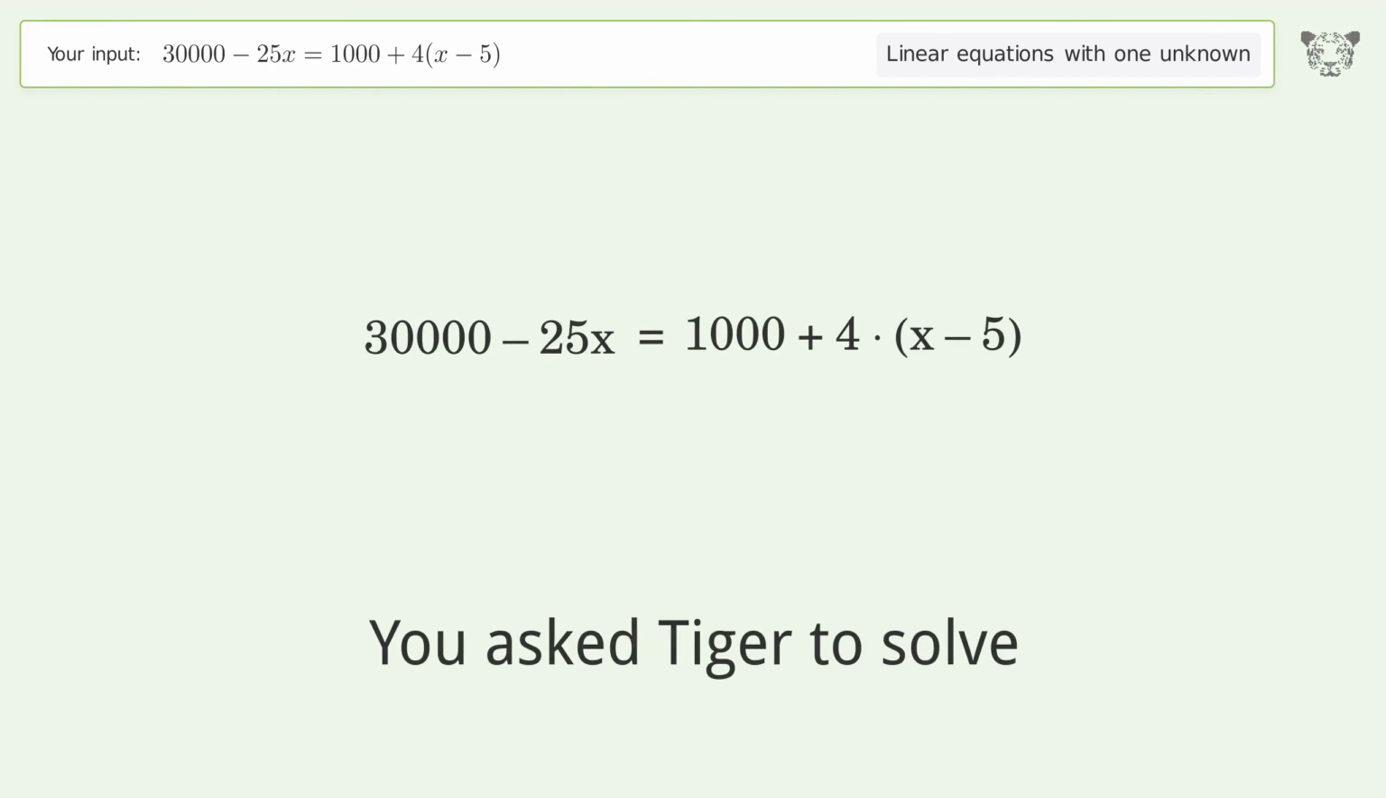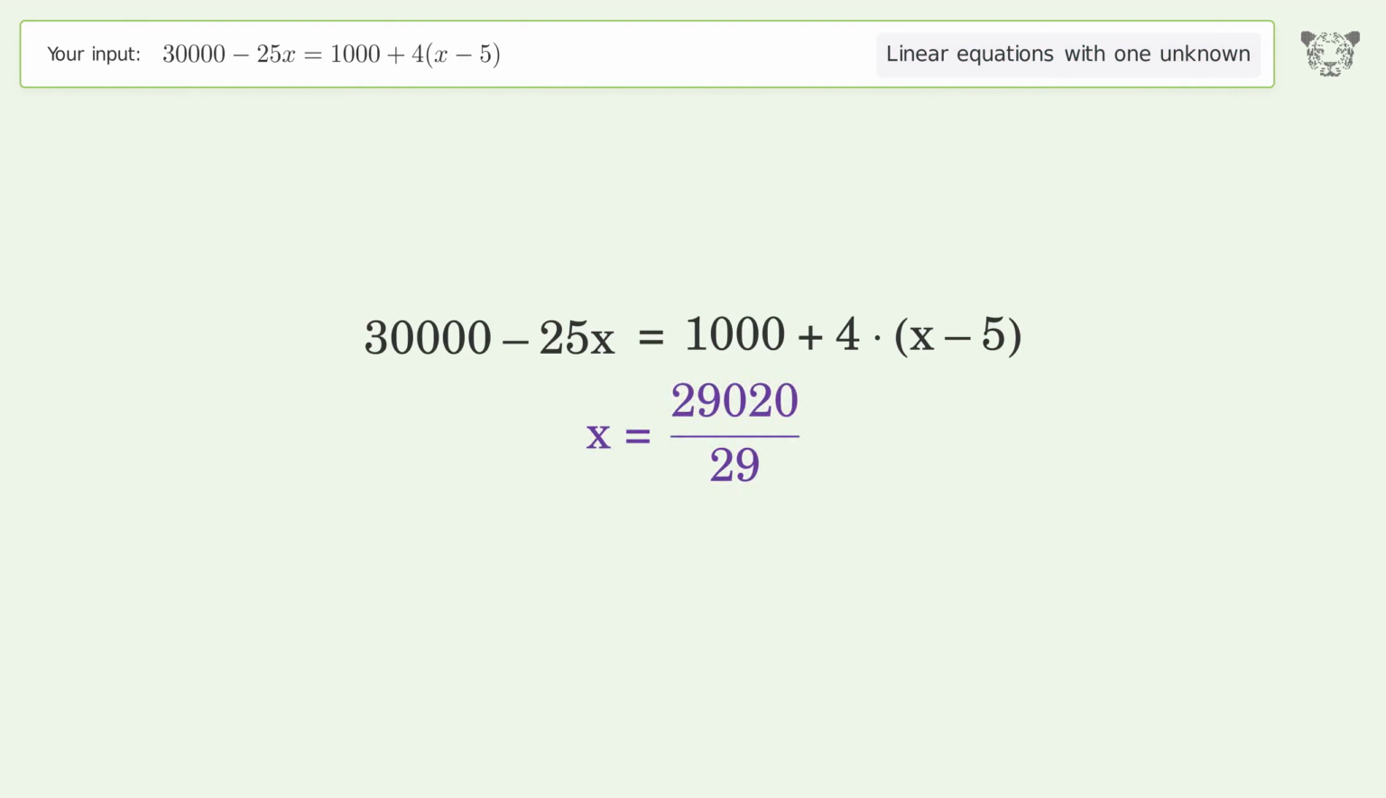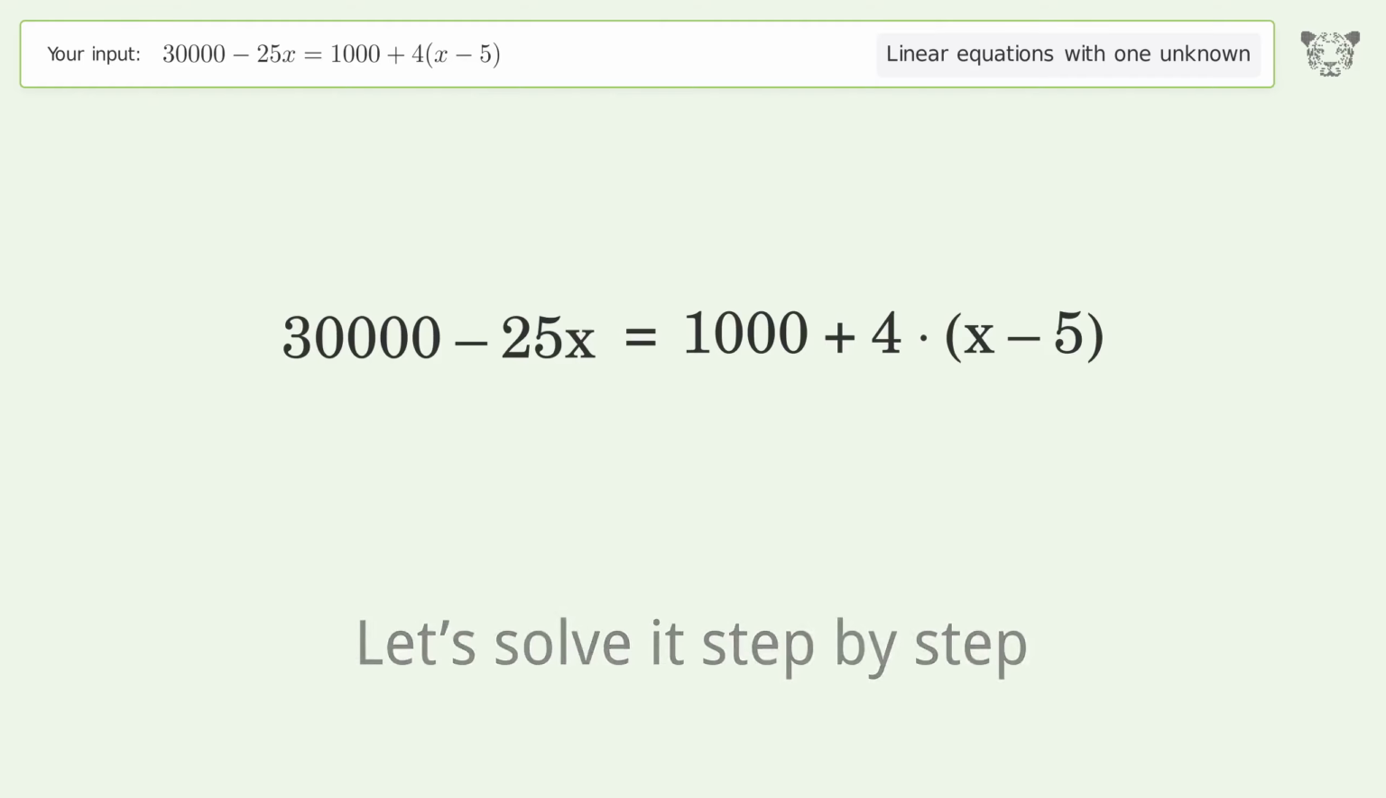You ask Tiger to solve. This deals with linear equations with one unknown. The final result is x equals 29020/29. Let's solve it step by step.